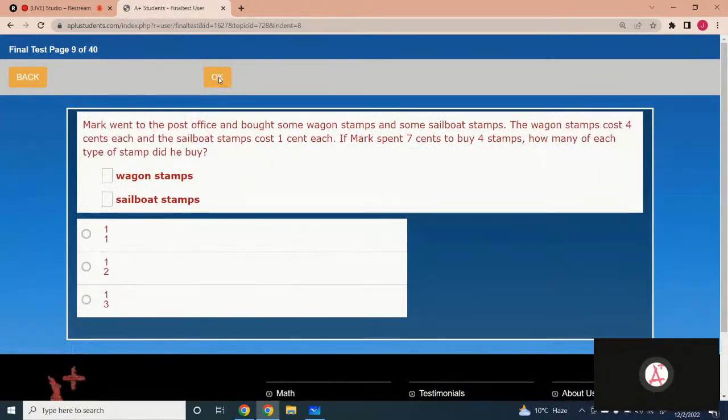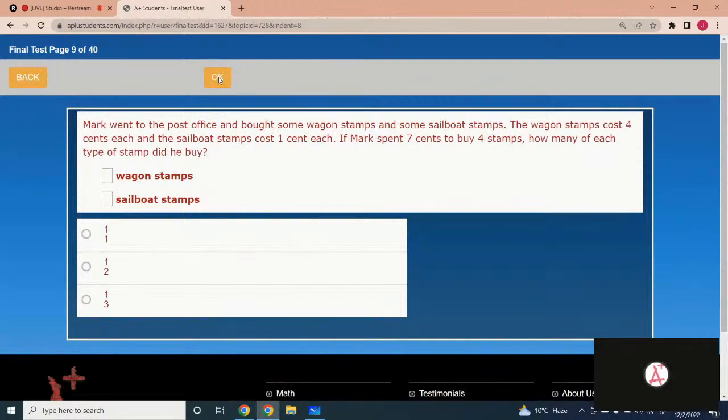Okay, Mark went to the post office and bought some wagon stamps and some sailboat stamps. The wagon stamps cost 4 cents each and the sailboat stamps 1 cent each. If Mark spent 7 cents to buy 4 stamps, how many of each type of stamps did he buy? So that means the total stamps he bought are 4. So how many are wagon and how many are sailboat? Which option is the correct one?